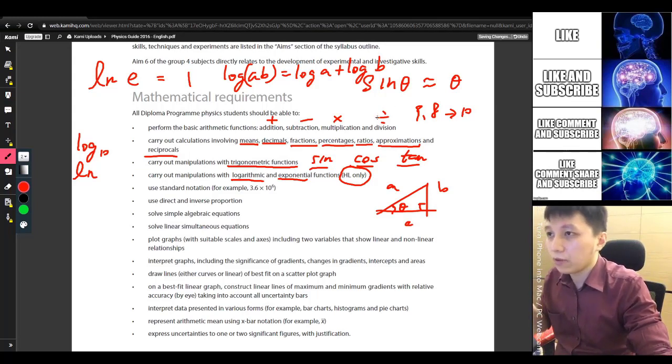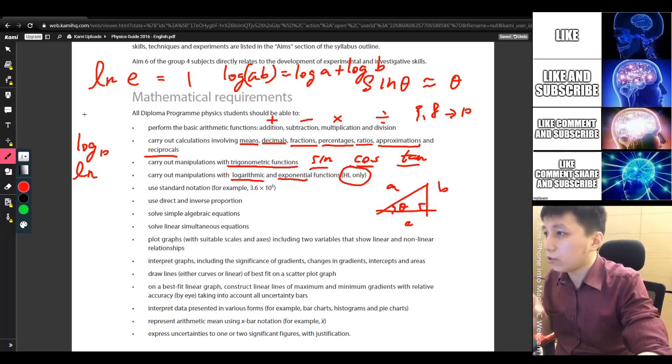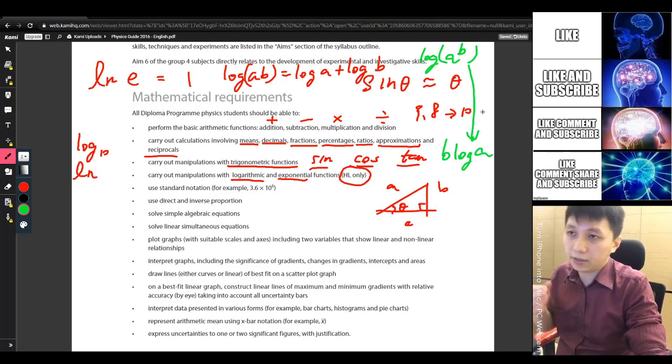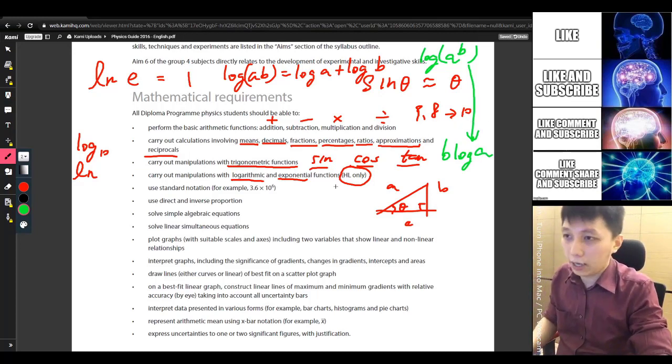Or if you divide, then it becomes minus. Or you can talk about log a to the power of b, it will become b times log a, right? So things like that would be required to know for, again, the HL student.